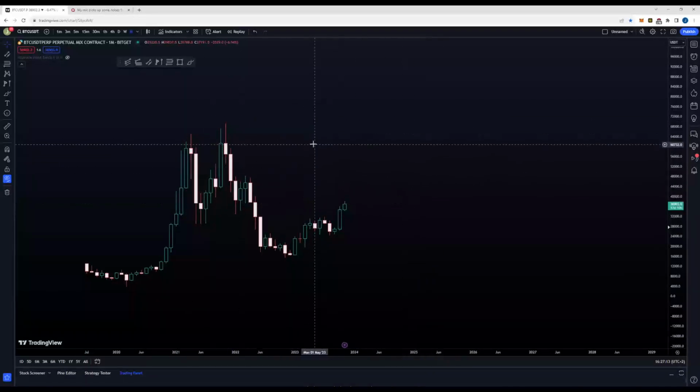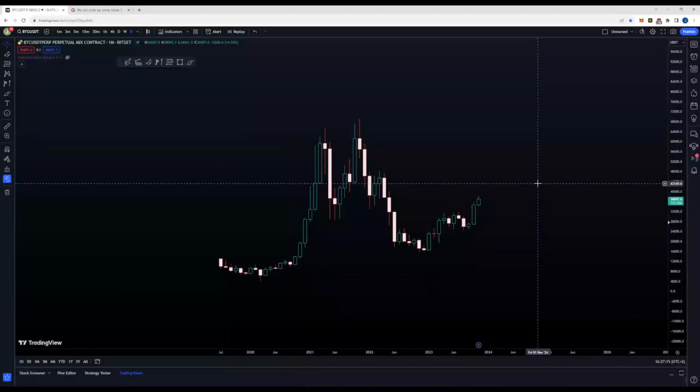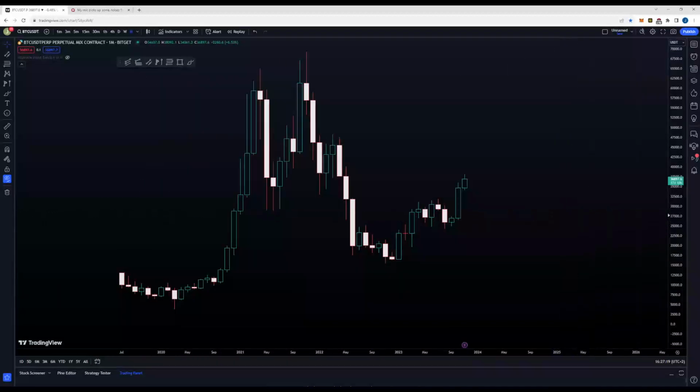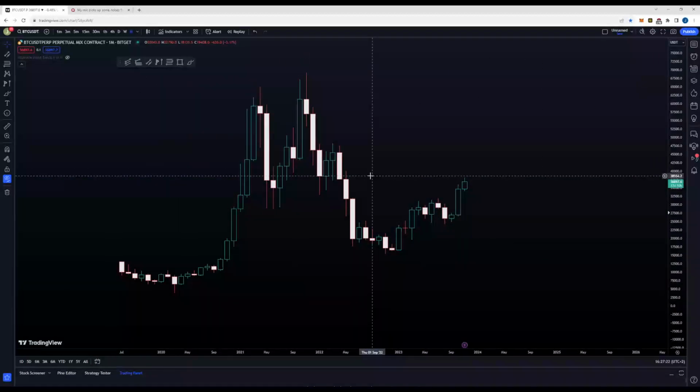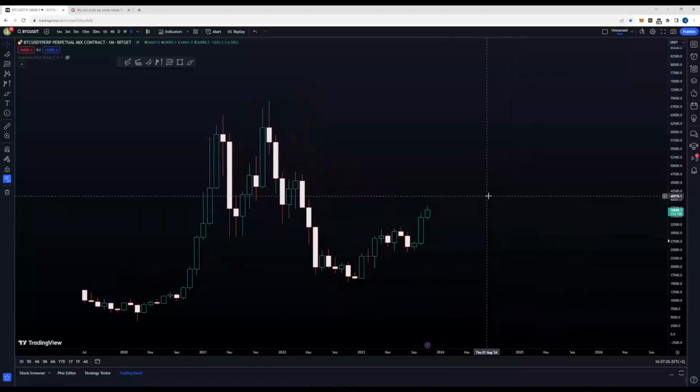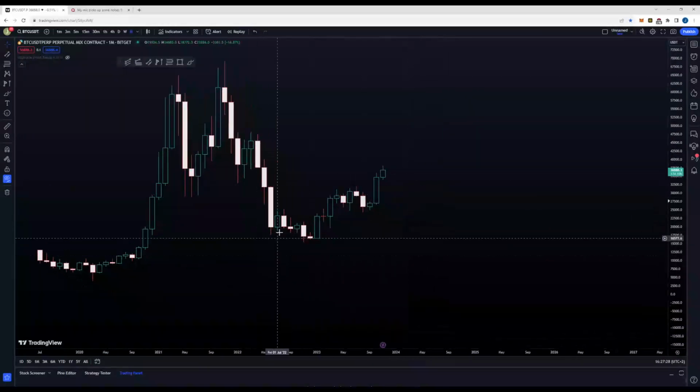So let's start with the monthly chart. It's not for trading, it's just for building perspective. I don't have any levels on the monthly chart because the levels take a long time to reject from, and for day trading it's not very useful. It's better to go to lower time frames, but for perspective it's good.